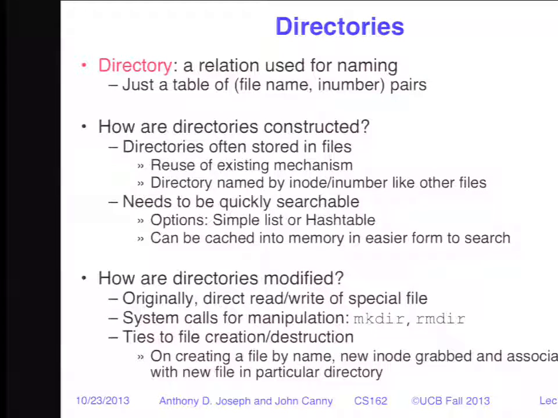There's also some metadata and stuff like that. Now, how do we actually construct these directories? We just store them in files, right? Because that's reuse. Easy way to do it. They have to be very quickly searchable. So we could either store it as a list or as a hash table, right? Most file systems use a list. Not very efficient if you have large directories.